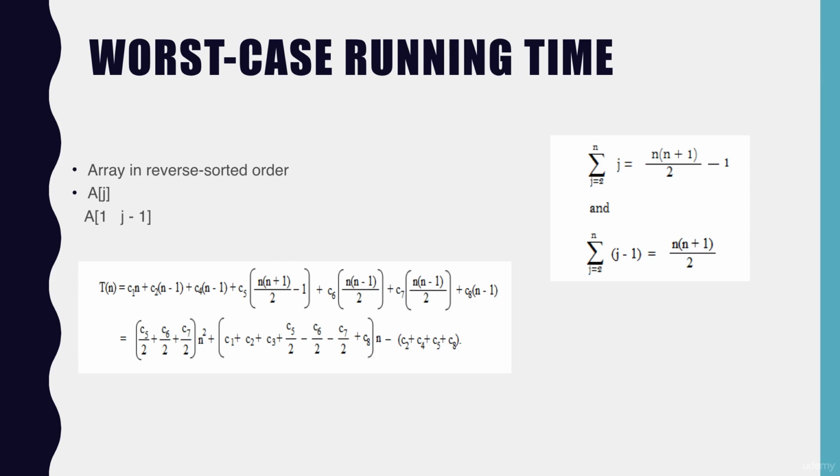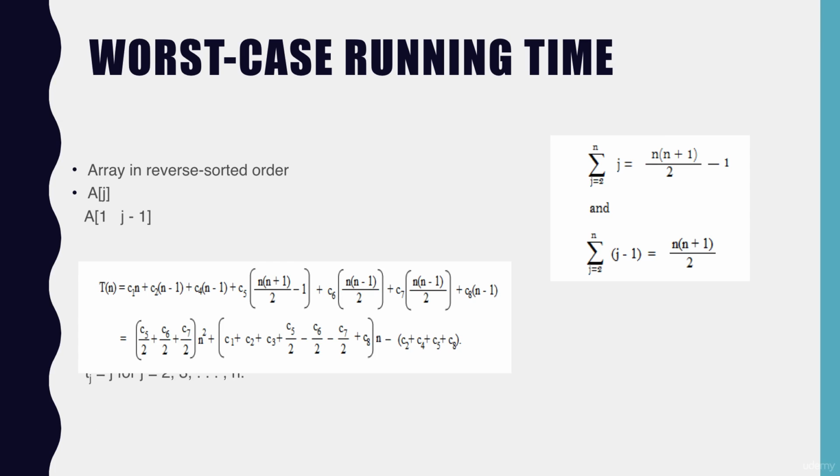We find that in the worst case, the running time of insertion sort is T of n is equal to C1n plus C2 into n minus 1 plus C4 into n minus 1 plus C5 into n plus 1 by 2 minus 1 plus C6 into n minus 1 by 2 plus C7 into n minus 1 by 2 plus C8 into n minus 1, which gives us C5 by 2 plus C6 by 2 plus C7 by 2 into n square plus C1 plus C2 plus C3 plus C5 by 2 minus C6 by 2 minus C7 by 2 plus C8 into n minus C2 plus C4 plus C5 plus C8.